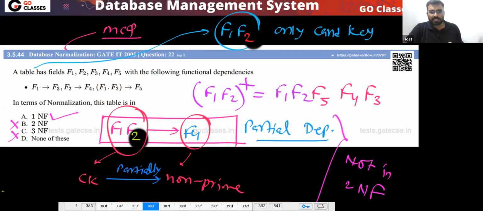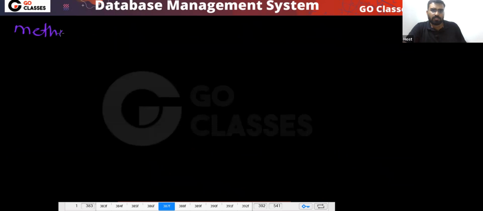You can check proper subset. The method number 2: you can check the proper subset of the candidate key.